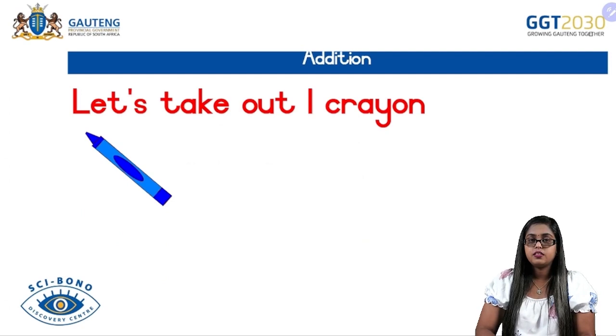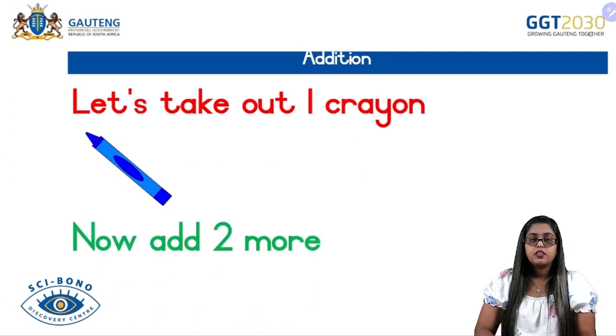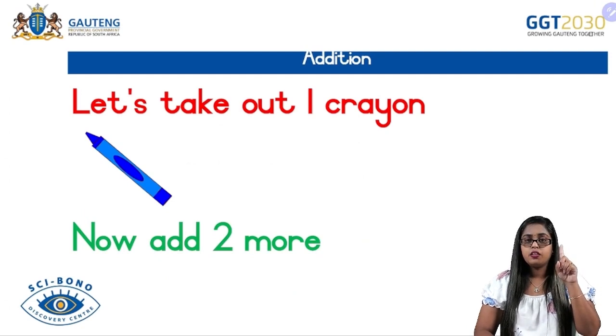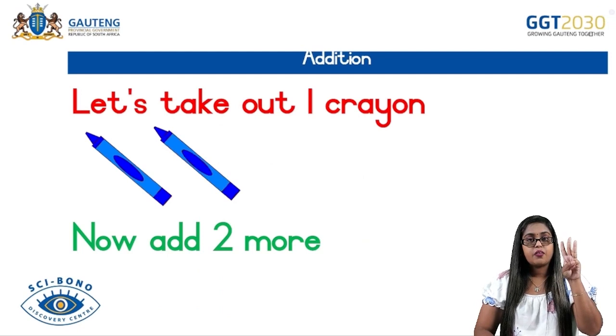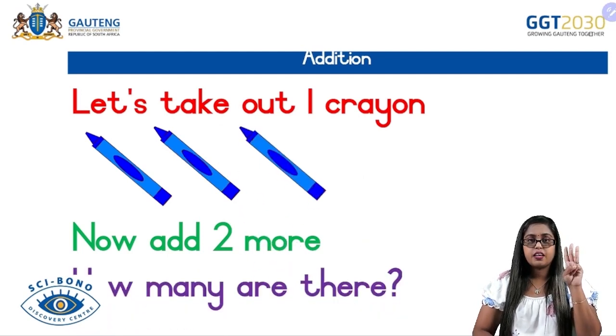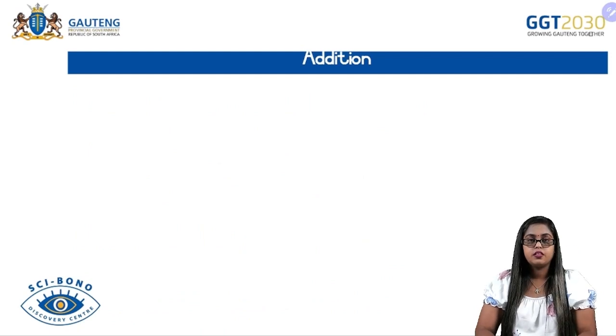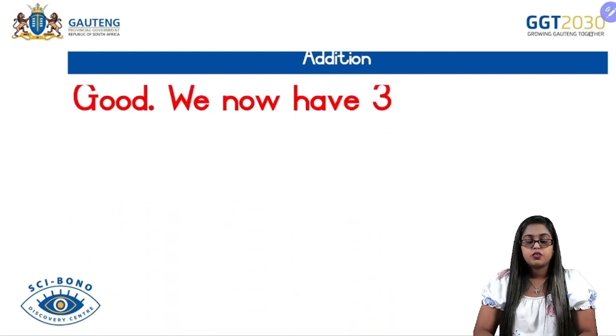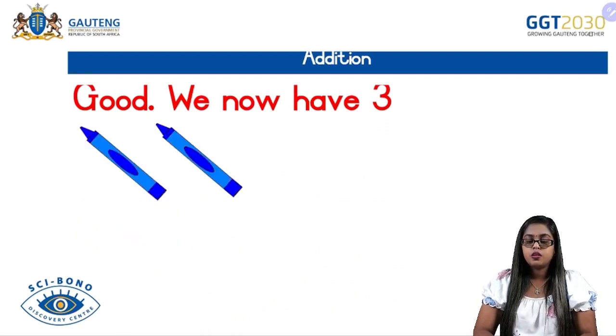Everyone has it? Right. Now we're going to add 2 more to it. So we have 1 and we are adding 2 more. Have you added your 2 more? Good. How many are there now altogether? If you have 3, then you are correct. So 1, 2, and 3.